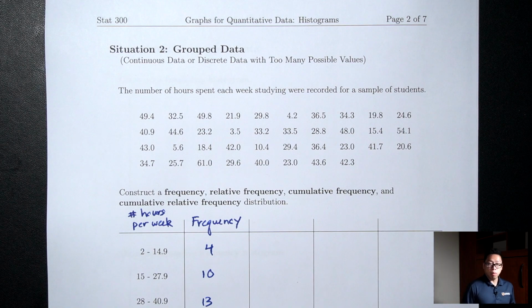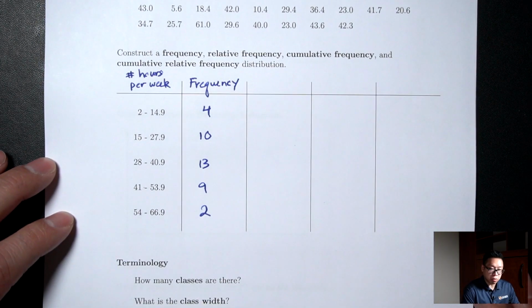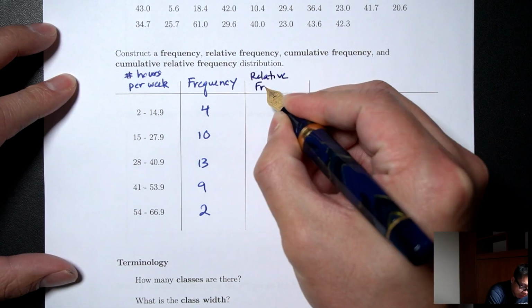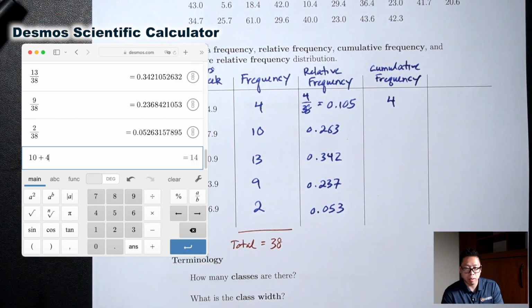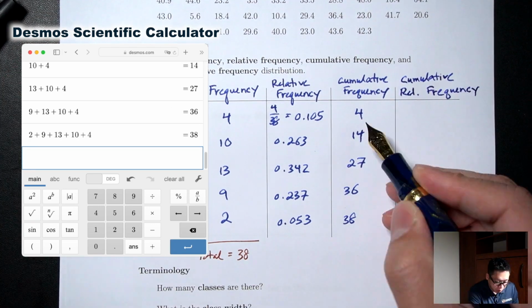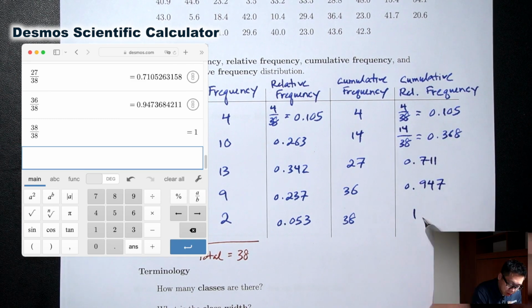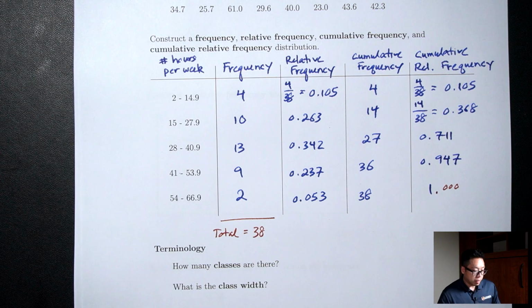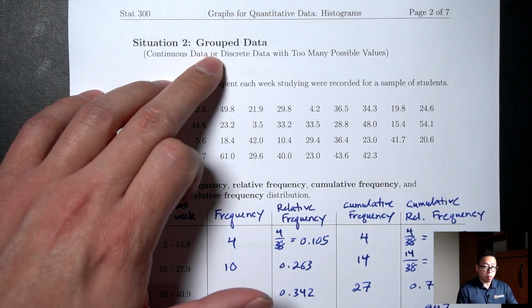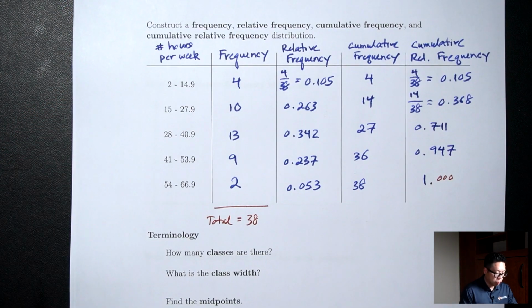Let me now fill in the table for situation 2. The process is exactly the same. So let me just show you the answers. All right, and that's the table for situation 2. Now, there's some vocabulary that I need to introduce for situation 2, where we're talking about grouped data. And grouped data, remember, is we're just breaking up the data into ranges here.